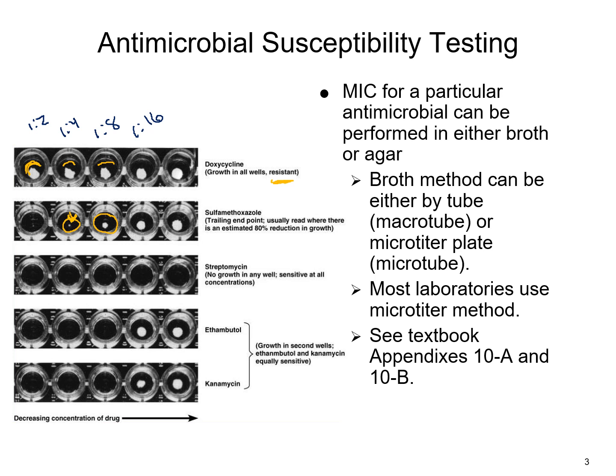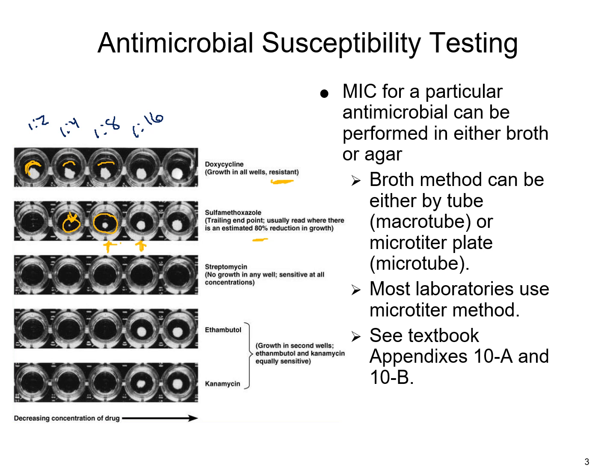Usually somewhere around 80% reduction in growth is considered a reaction. I'm not really sure how it's going to score it if most of these are put on an analyzer, whether it's going to score this as the minimum or this, because it looks at a variety of things when it's scanning those. This particular one, you don't see any growth in any of these wells, so it would be sensitive to every concentration.